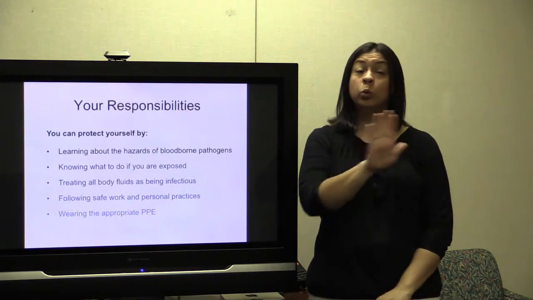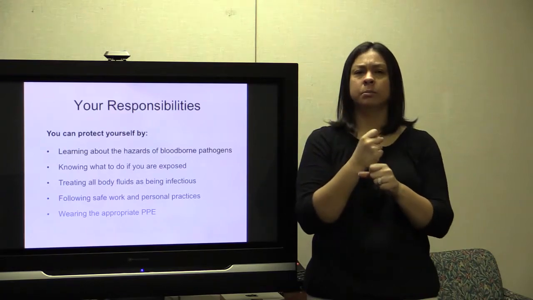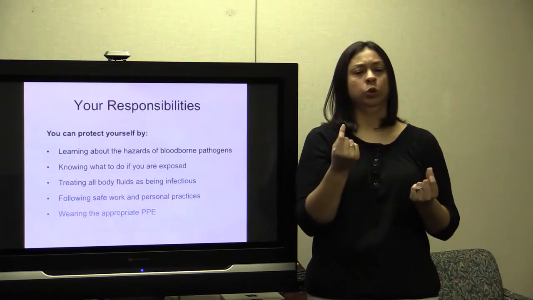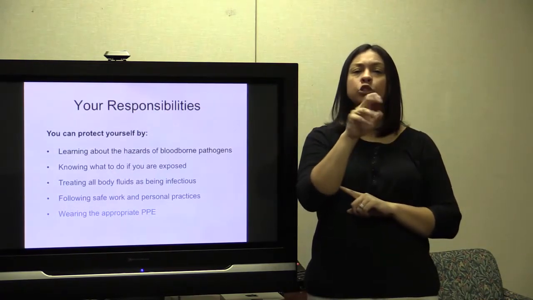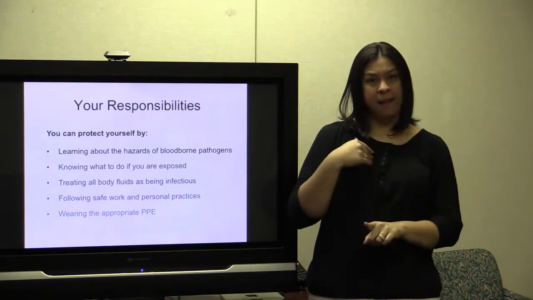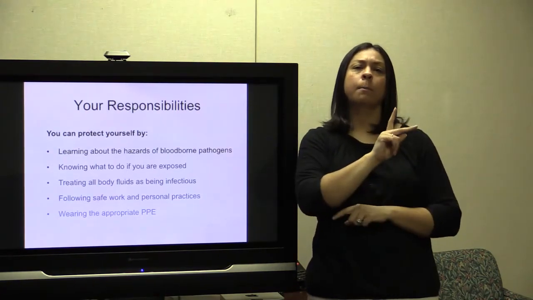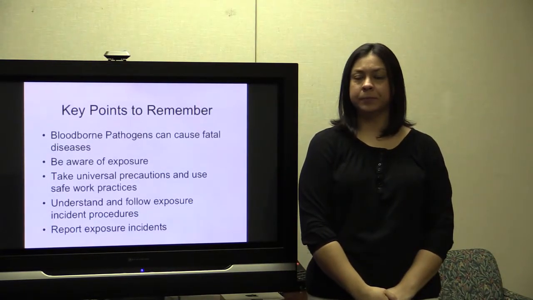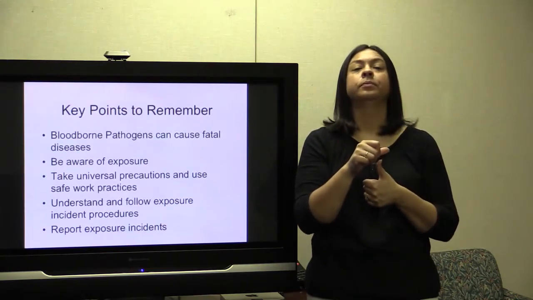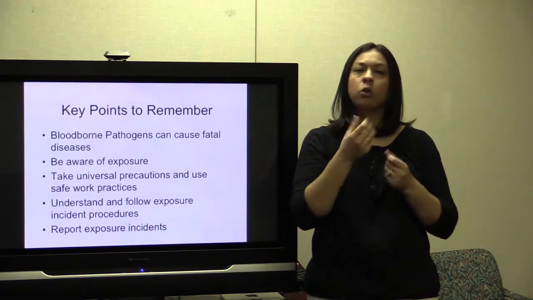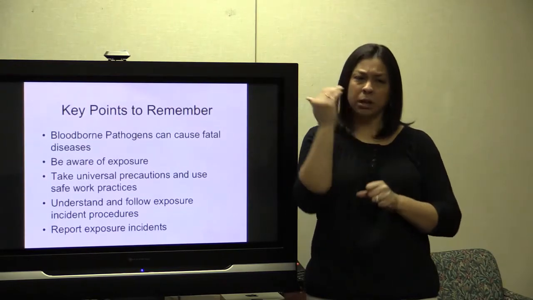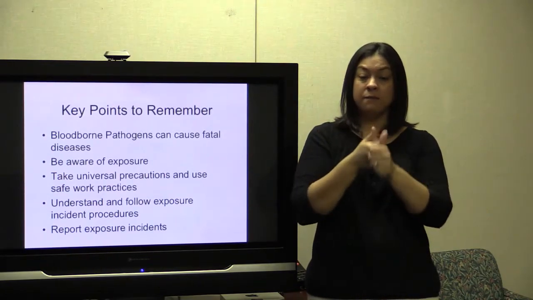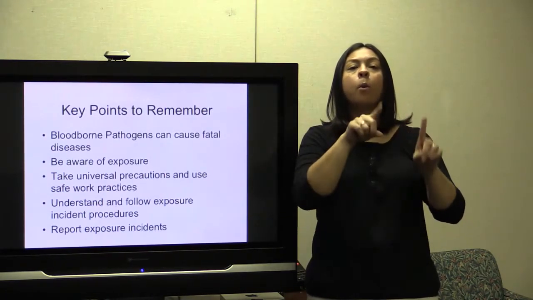So your responsibilities: you need to be able to protect yourself by learning about the hazards of bloodborne pathogens, know what to do if you are exposed, treat all body fluids as if they are infectious, follow safe work and personal practices, and wear the appropriate personal protective equipment. So, key points to remember: bloodborne pathogens can cause fatal diseases. Be aware, take universal precautions, and use safe work practices. Understand and follow exposure incident procedures. Report exposure incidents.